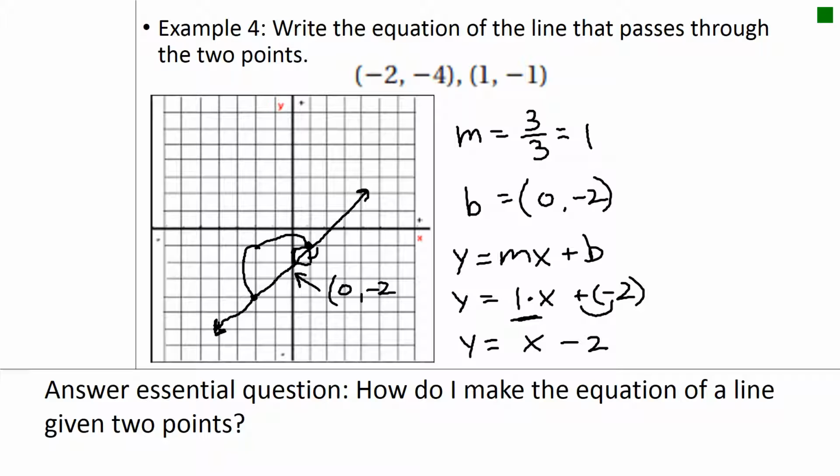Okay, folks, those were 4 examples of just using slope and finding the intercept using the graph. Go ahead now and answer your essential question: how do I make the equation of line given 2 points? Make sure you include ideas of finding slope and finding intercept and using this form.